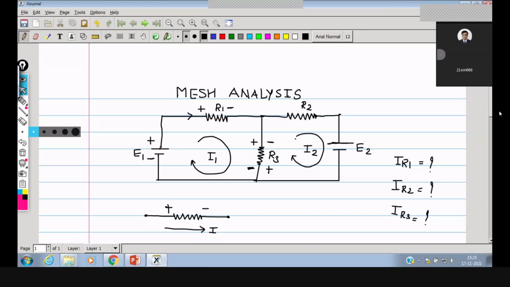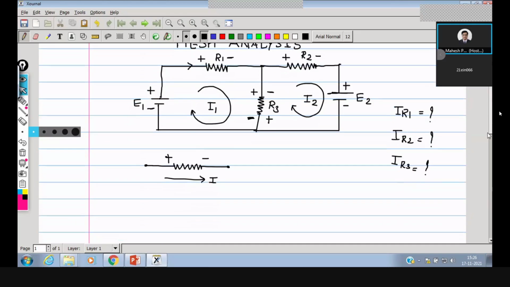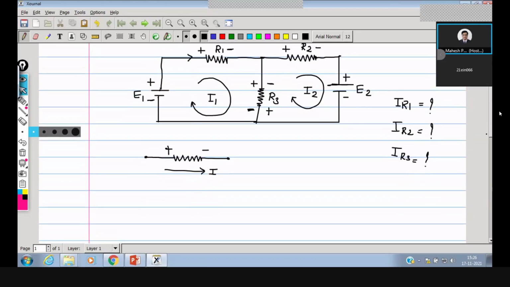But if we assume the direction, we can mark this as plus and this as minus. Similarly, this can be marked as plus and this as minus, and this battery is marked as plus and this as minus. So in this diagram, we will write two different equations using Kirchhoff's voltage law.